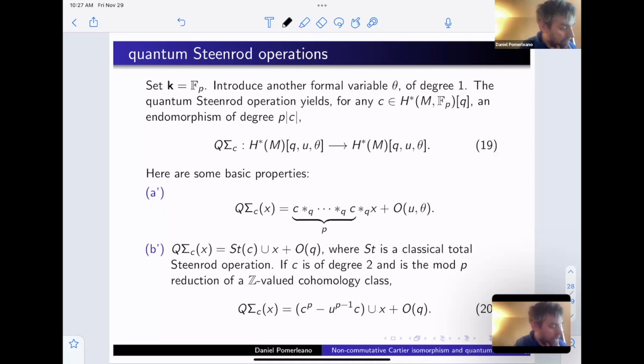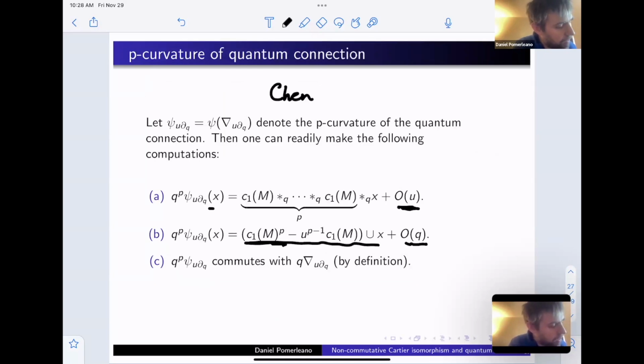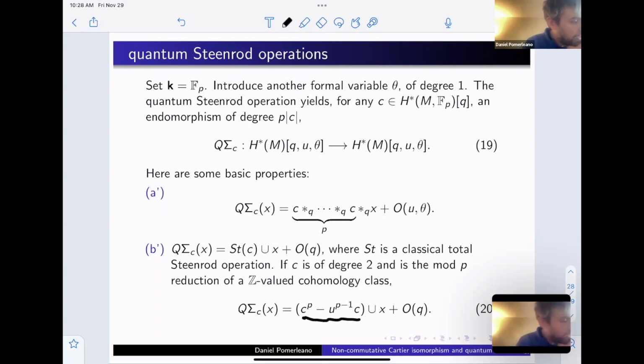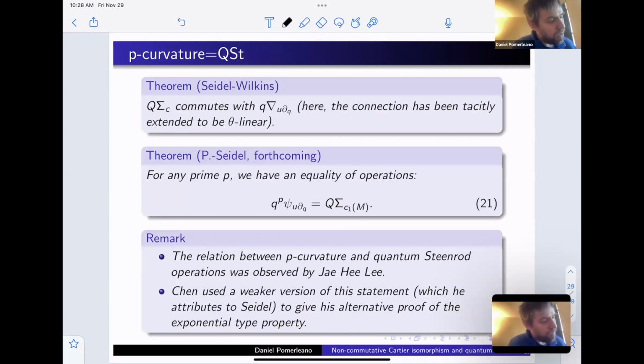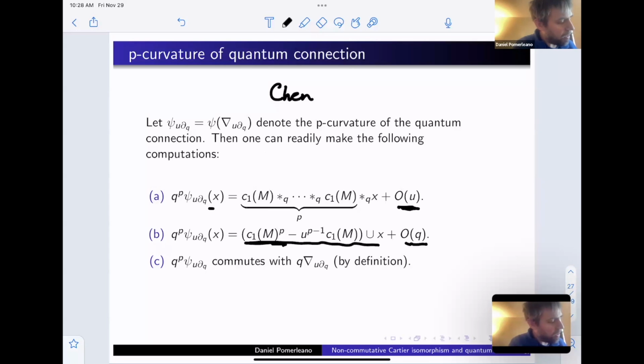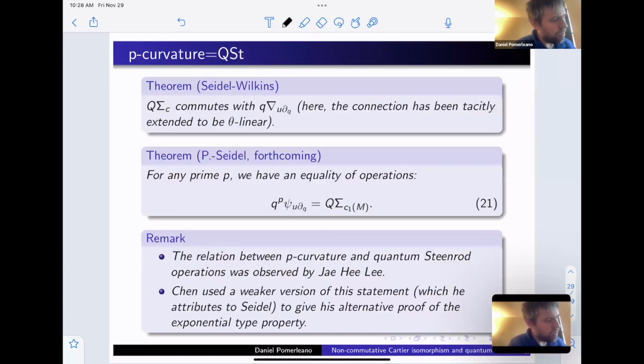So a priori, for a general C, one gets something like this. But if one recalls that C is of degree 2 and its mod P reduction is a mod P reduction of a Z-valued class, the total Steenrod operation is just given by this formula, which really resembles this P-curvature formula here. So they have exactly the same formal properties. There was also an additional property that the P-curvature just by definition commutes with the connection, but that's also true for the Steenrod operations, though in that case it's actually a theorem, due to Seidel and Wilkins.